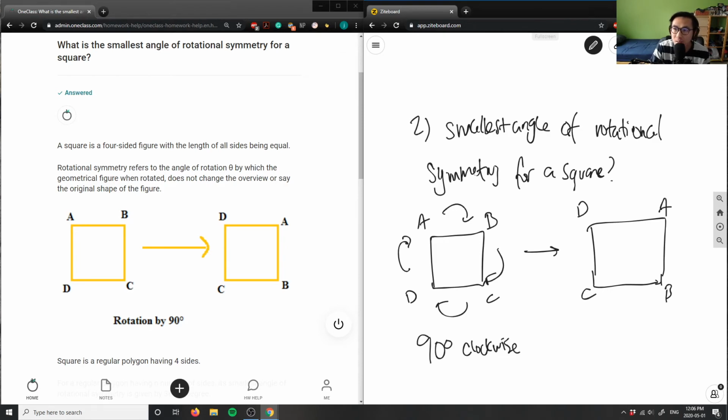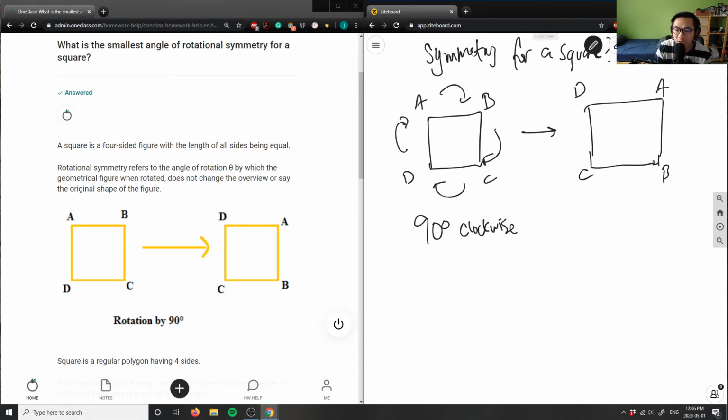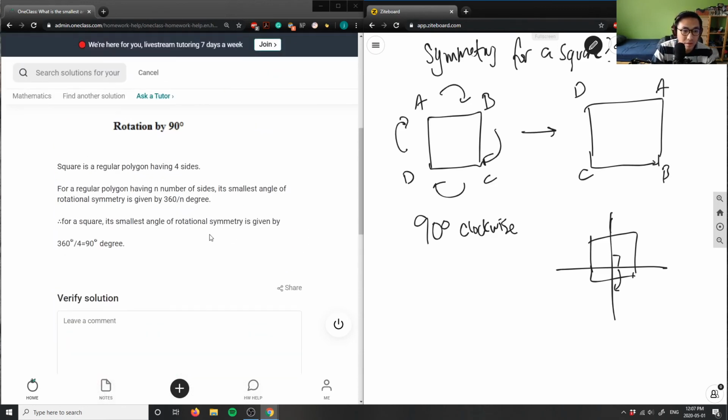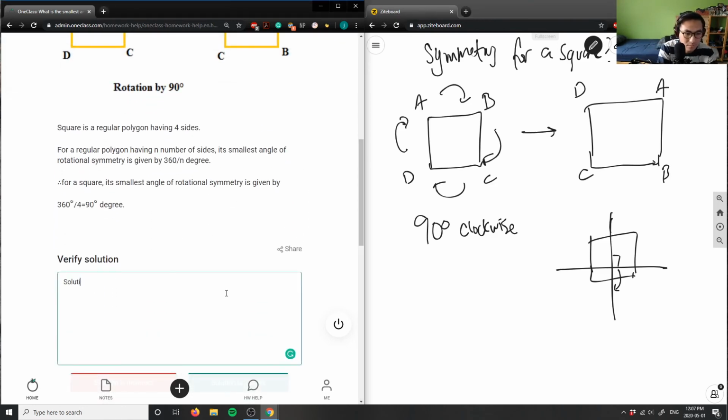clockwise here. So if you think about it in terms of an XY plane, I have to rotate it again 90 degrees. If I have a square here, I'm going to have to rotate it again 1 step this way in order for us to get this square here. So the smallest angle is indeed 90 degrees here. So this solution here is correct. Correct. Good explanation.